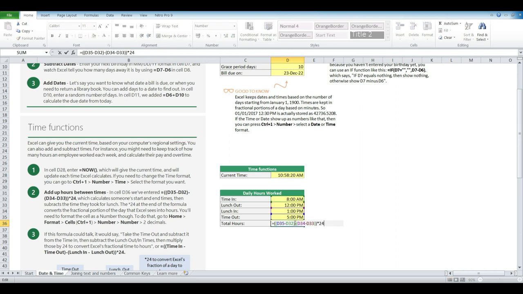Just be sure of one thing: when we are calculating time, we need to multiply it by 24 to convert it into number of hours.